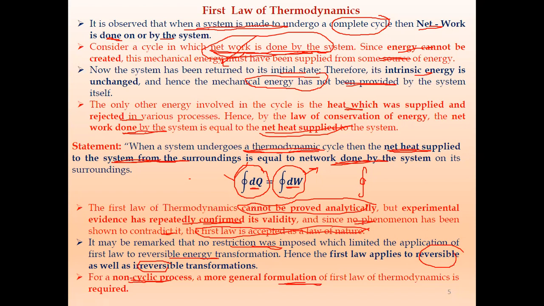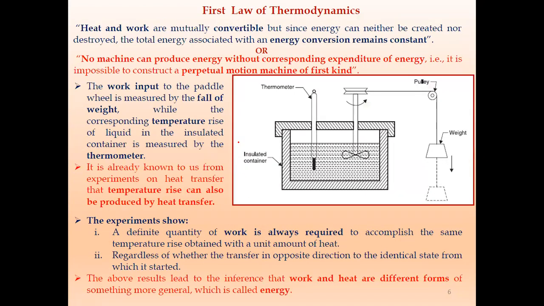So for a cyclic process, we have the cyclic integration of dQ equal to the cyclic integration of dW. But for a non-cyclic process, we have to apply a more general formulation. And this is done by using Joule's experiment. Okay, so we'll see the statement.